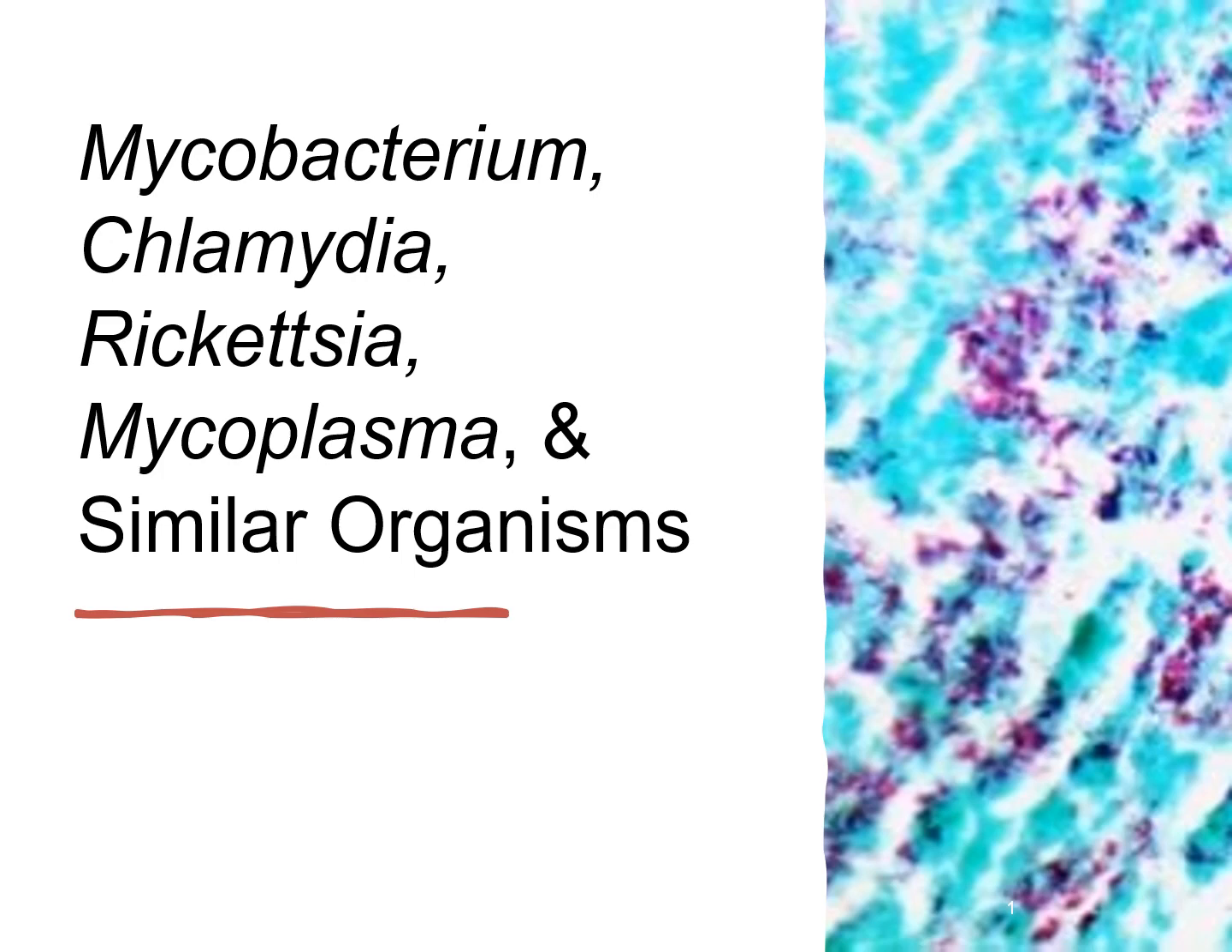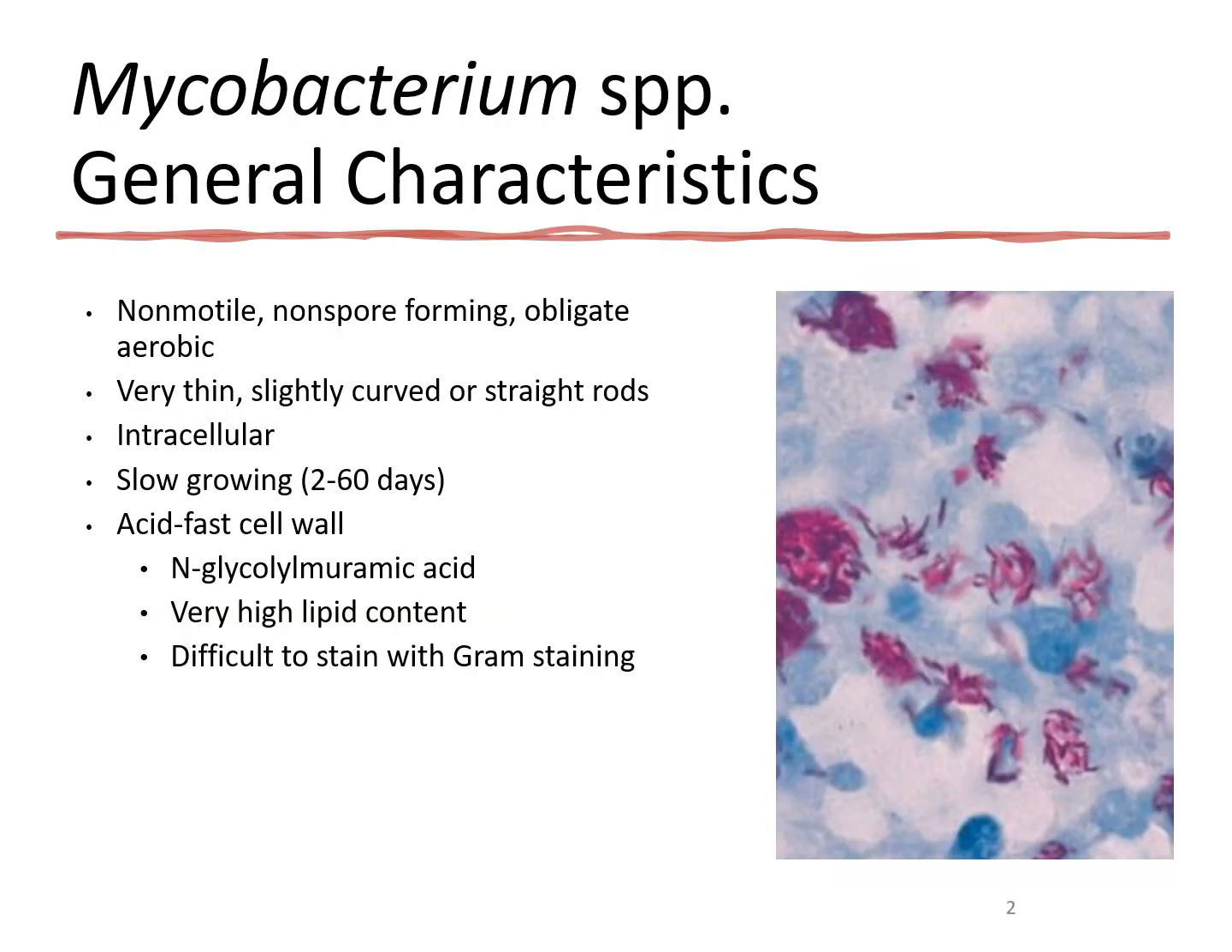For this lecture, we will cover the Mycobacterium, Chlamydia, Rickettsia, Mycoplasma, and other similar organisms. Mycobacterium are different from the other organisms in the fact that they have an acid-fast cell wall, which requires an acid-fast stain in order to detect these organisms.